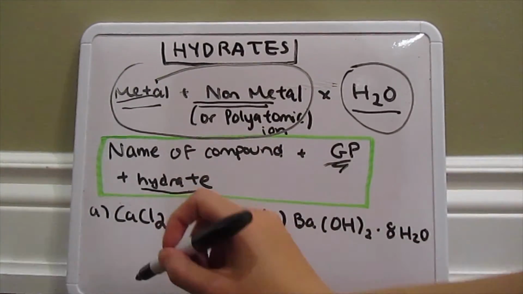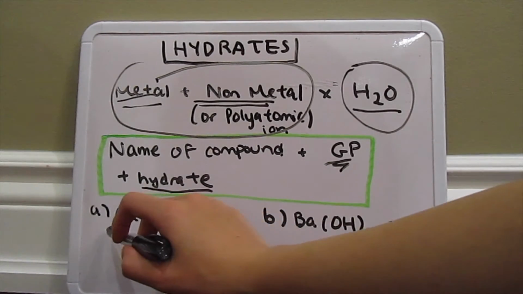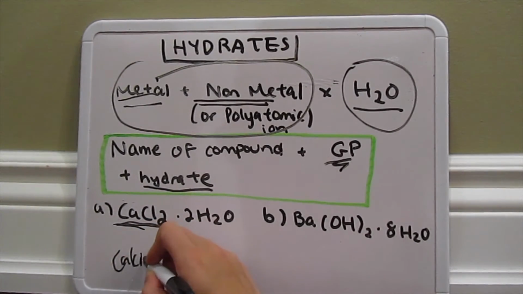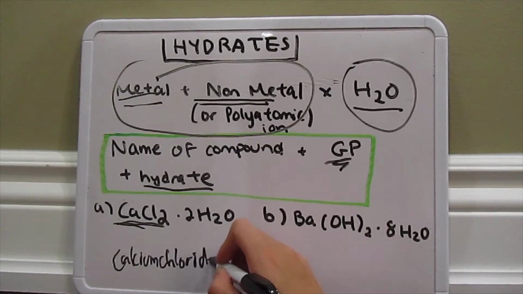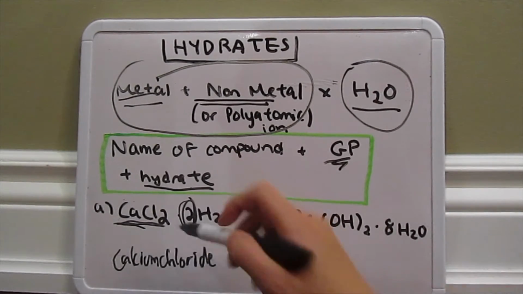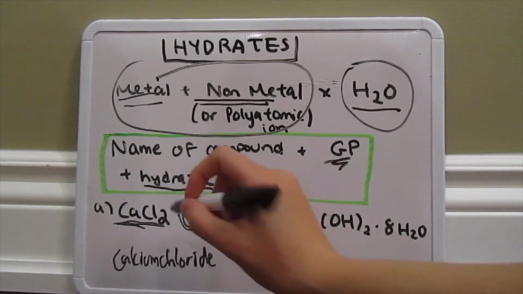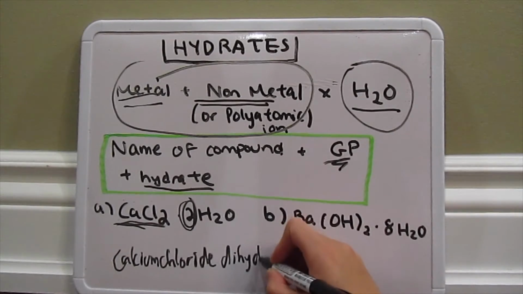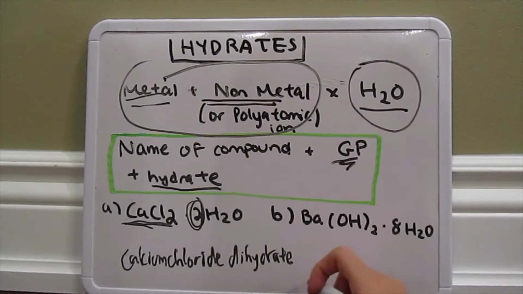Here, if we look at our first example, we have CaCl2, 2H2O. First we're going to name this ionic compound, which we know is calcium chloride. And here we're going to find the Greek prefix since there are 2 water molecules. If we remember back to our table of Greek prefixes, we know that 2 is di, and then we add the suffix hydrate. So we call this calcium chloride dihydrate.